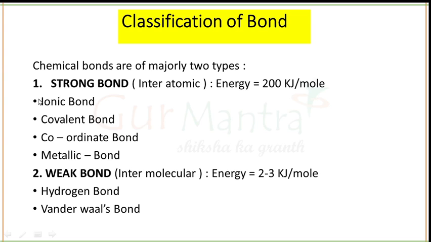Strong bond consists of the 4 major types of bonds named ionic bond, covalent bond, coordinate bond and metallic bond. While weak bonds have 2 types of bonds named hydrogen bond and van der Waals bond, which has the energy of 2 to 3 kilojoule per mole.